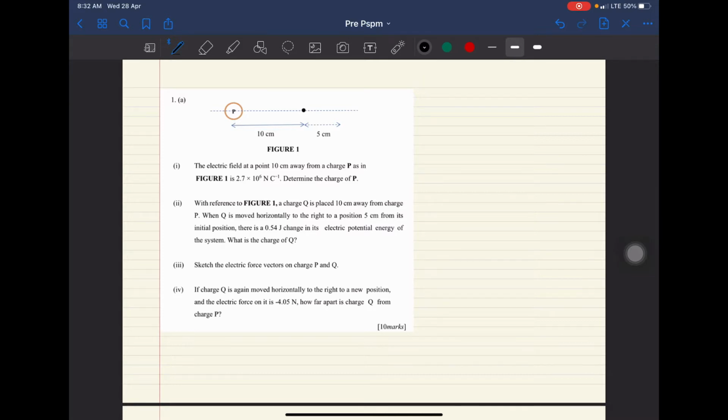Okay, in a way, I think this question doesn't state it specifically, but because it says away over here, I just assume that the direction of the electric field is actually to the right over here. So the question wants to find the charge of P, given that the electric field over there is 2.7 times 10 to the power 6. You can use the formula of electric field, E equals KQ over R squared. So basically you want to find the Q.